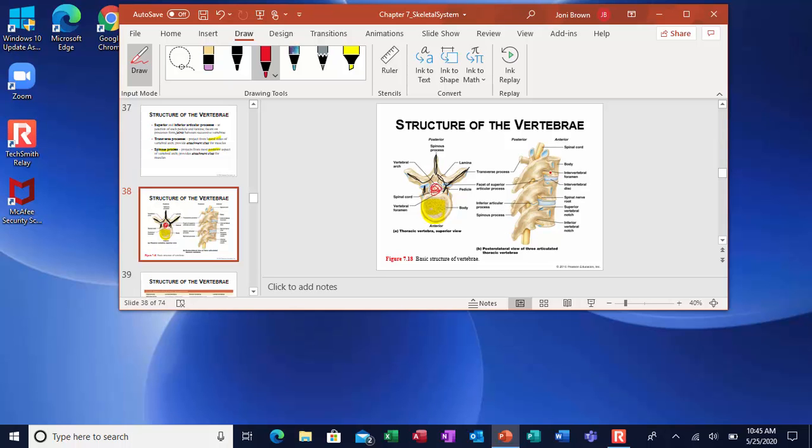And if we look at the side over here in the other picture, you can see the spinous process sticking out here. You can see the intervertebral disc of fibrocartilage between the bodies. And you also can see right here the intervertebral foramen where they line up, and that's where the spinal nerves enter and exit the spinal cord.